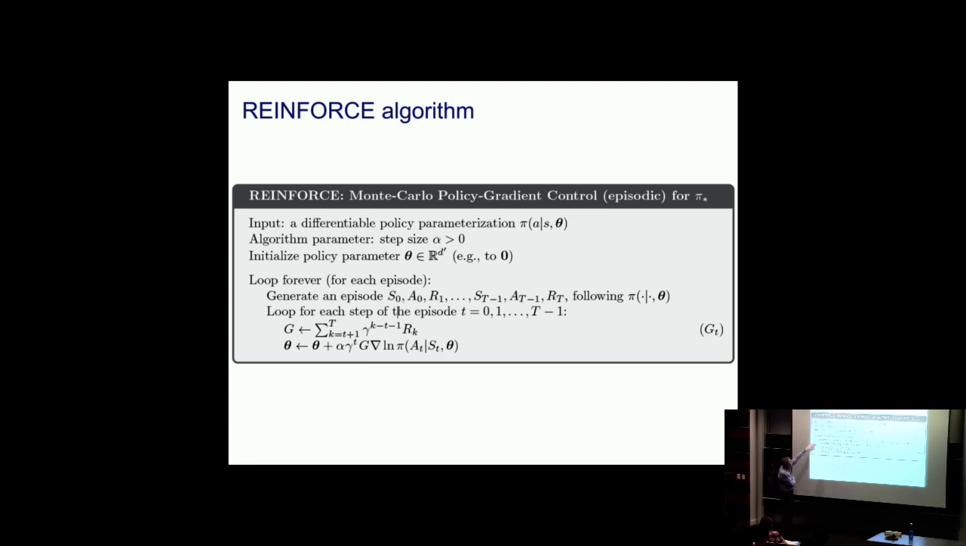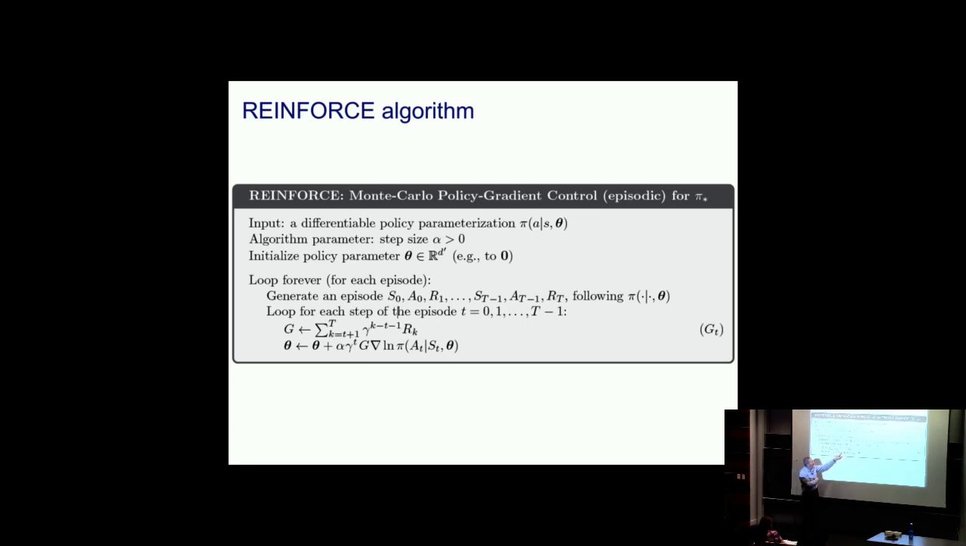Initialize our parameters, and then we just run episodes. On each episode, we follow our policy pi to generate a sequence of states and actions and rewards. And then at the end of each of those episodes, we take G, which is the sample of experienced discounted future rewards at each step. And we update theta according to that rule that we just saw. Ooh, almost the rule that we just saw.